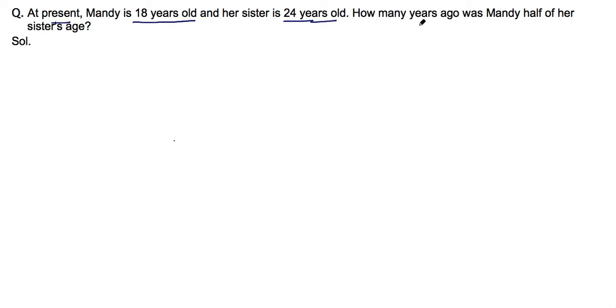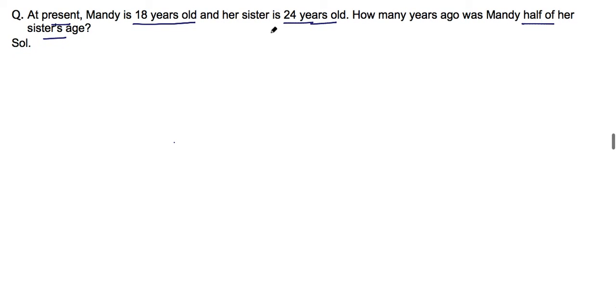And the question is, how many years ago? Right now, obviously, we can see that Mandy is definitely not half of her sister's age. Half of her sister's age is 12, but right now she is 18, so that's not half. So maybe a few years before she was half of her sister's age, so we have to find how many years before she was half of her sister's age.